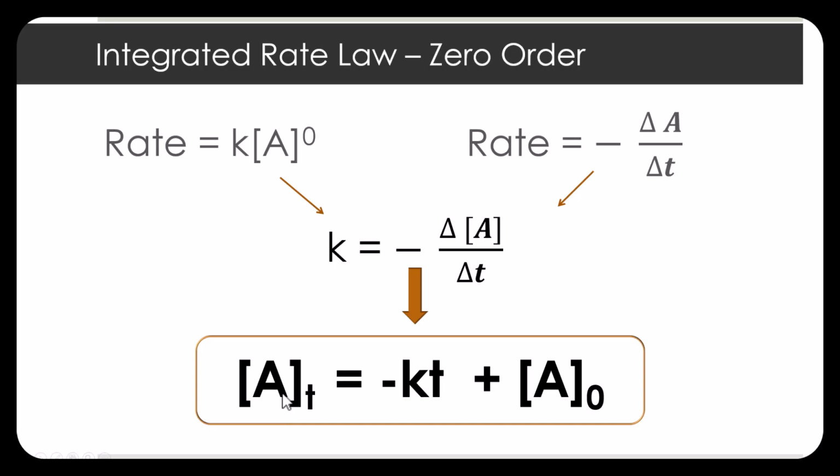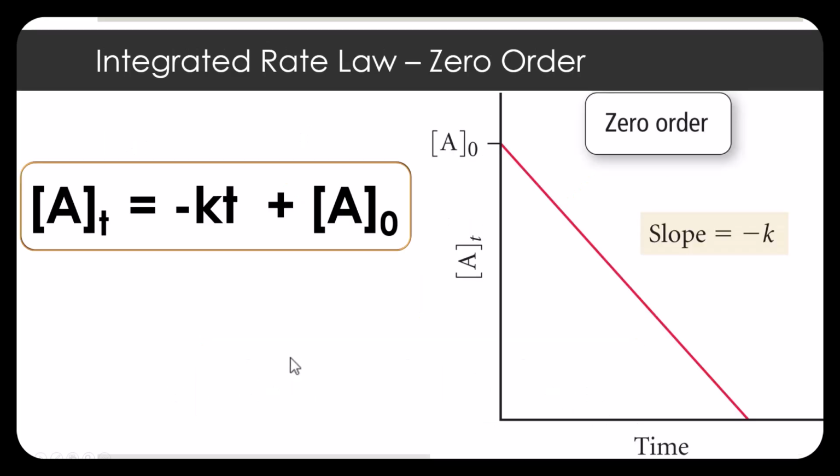But the concentration of A at some time t is going to be equal to negative k times time plus concentration of A at time 0. We can still talk about the equation of a line just like we have before. So just as a reminder, y equals mx plus b.